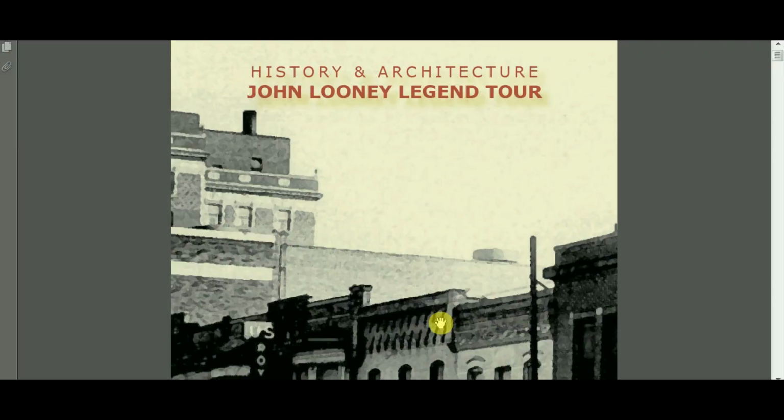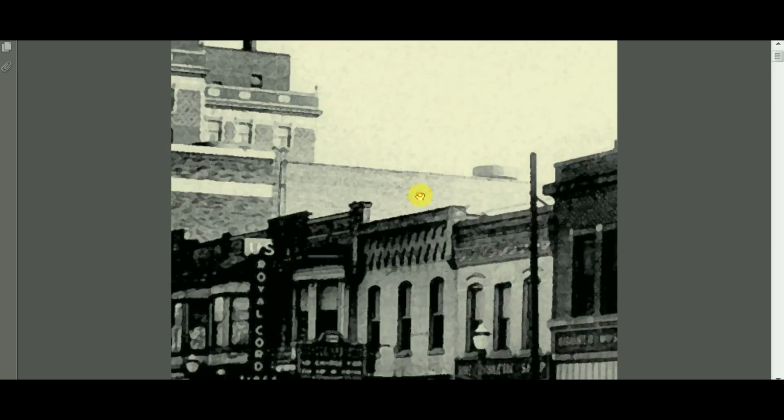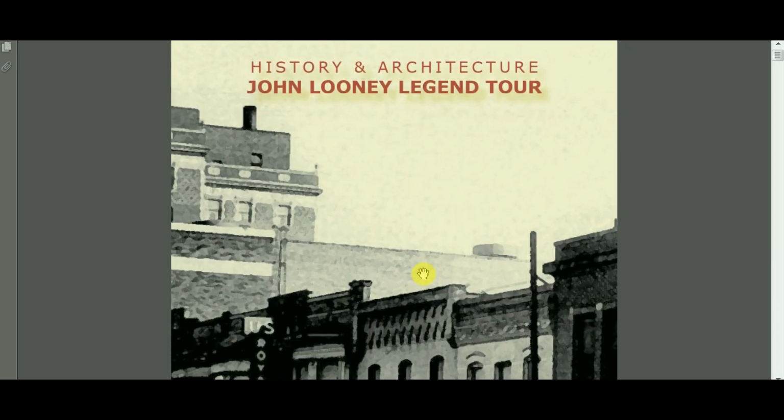Welcome to the John Looney Legend Tour, covering history and architecture of this interesting character called John Looney. John Looney was a gangster. He was sort of like a model for Al Capone. He came before Al Capone. By 1905, he was already pretty well established in the rackets. Prohibition didn't come till like 1920, but he was around before that, and then expanded his empire even more after Prohibition, but then he ended up going to jail not too long after that.